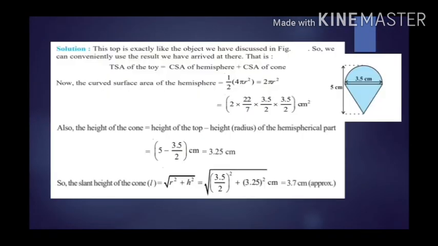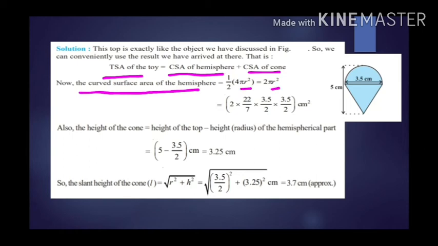So let us check the solution. This top is exactly like the object we have discussed. So we can conventionally use the result we have arrived at there. Okay, it is the same as the toy which we have discussed in the previous slide. So the total surface area of this toy will be curved surface of hemisphere plus curved surface of cone. Now the curved surface area of hemisphere will be half into 4 pi r square, that is 2 pi r square.